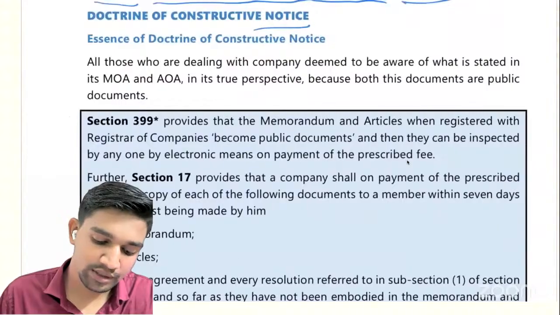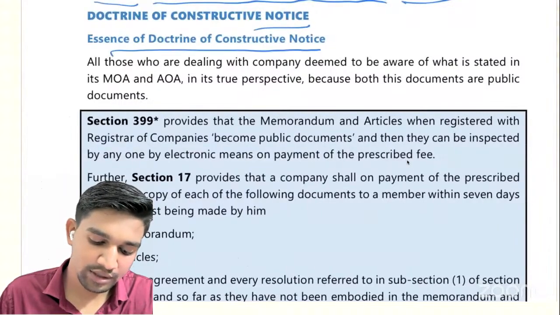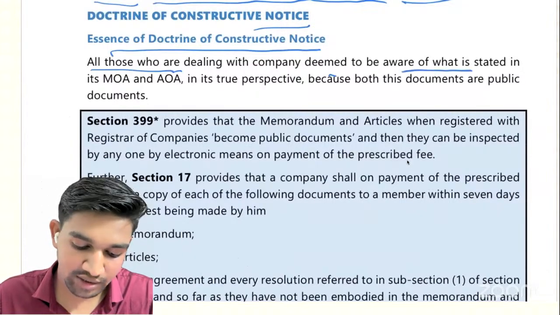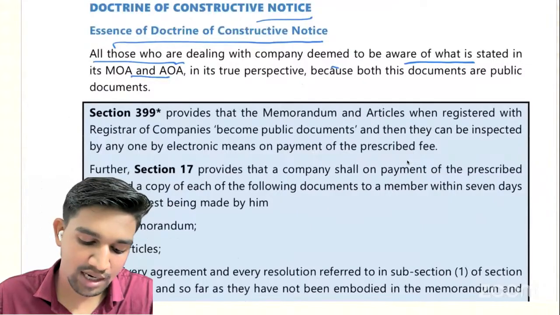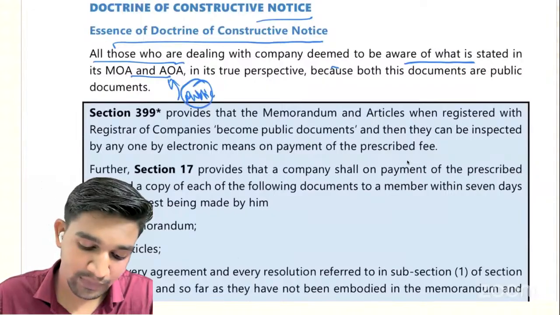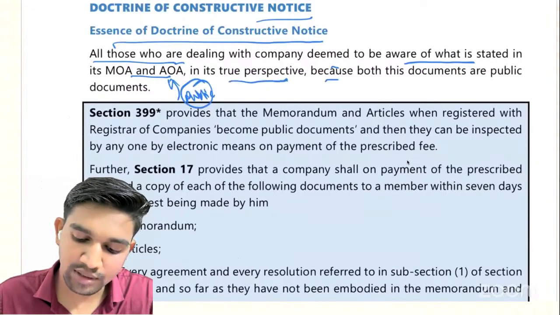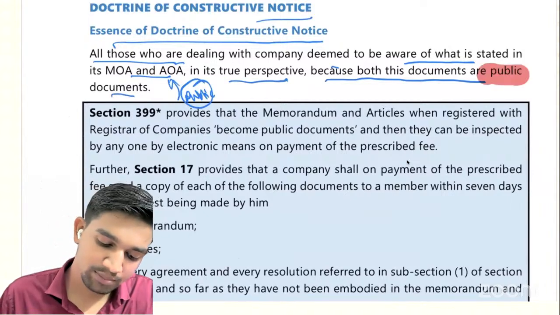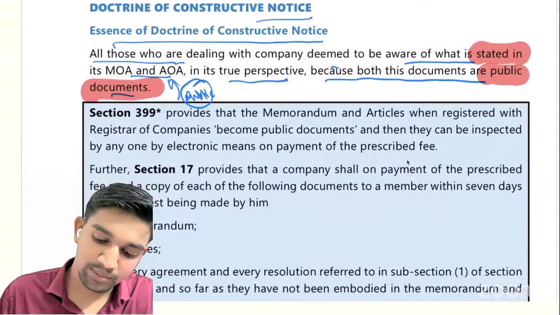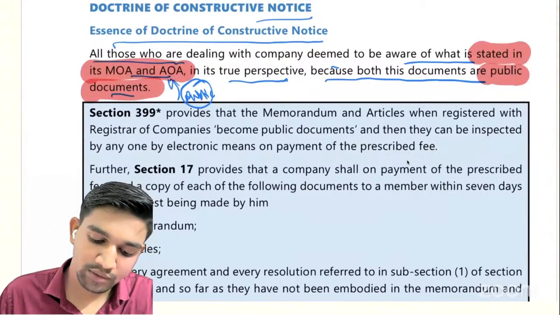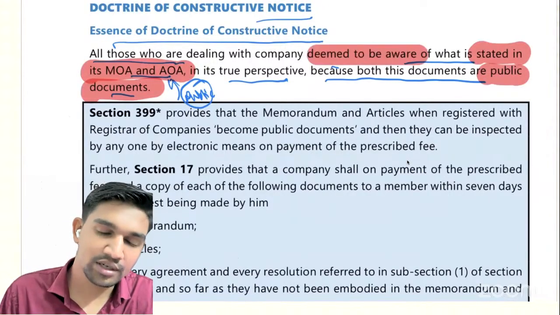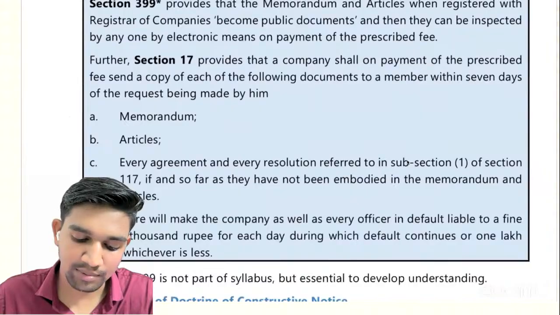Doctrine of constructive notice. The essence of the doctrine of constructive notice is that all those who are dealing with the company are deemed to be aware of what is stated in its MOA and AOA, as these are public documents which are registered by the company with the ROC. So these are the public documents, and all those who are dealing with the company should be deemed to be aware of what is stated in the MOA and AOA, as those are public documents.